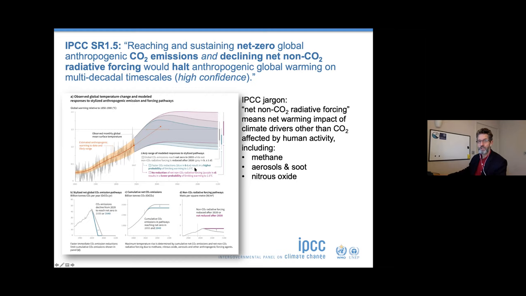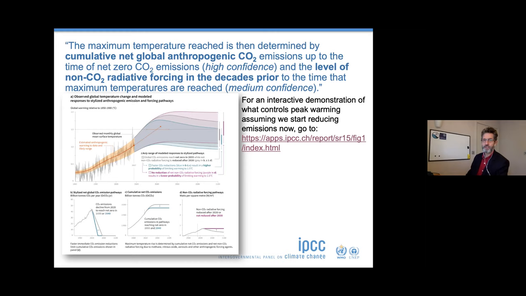Because the peak temperatures we reach, this is the next conclusion reached by the 1.5 degrees report, the maximum temperature reached is determined by cumulative net global anthropogenic carbon dioxide emissions, apologies for the number of qualifiers there. But basically, that just means the total amount of carbon dioxide we dump in the atmosphere over all time, not just last year, and the level of non-CO2 radiative forcing. So what matters is the total amount of carbon dioxide we dump in the atmosphere and what we do with these other drivers in the decades immediately prior to the time maximum temperatures are reached.